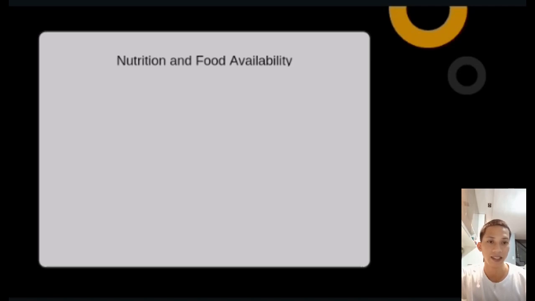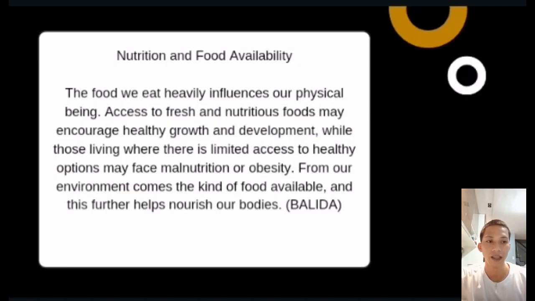The third is nutrition and food availability. The food we eat heavily influences our physical being. Access to fresh and nutritious food may encourage healthy growth and development, while those living where there is limited access to healthy options may face malnutrition or obesity. The environment determines the kind of food available, and this further helps nourish our bodies.